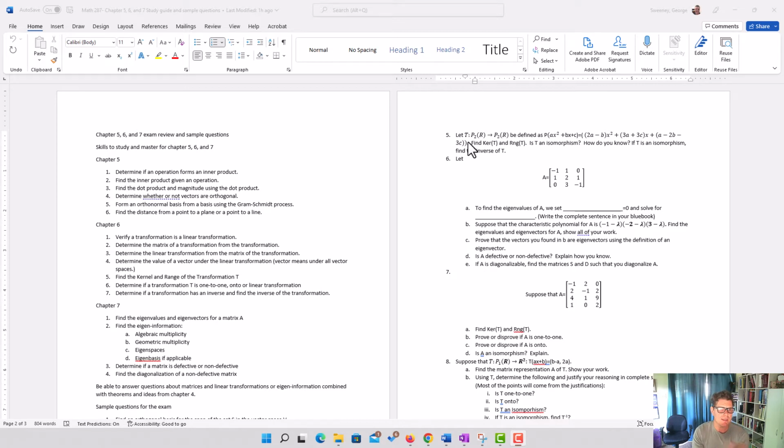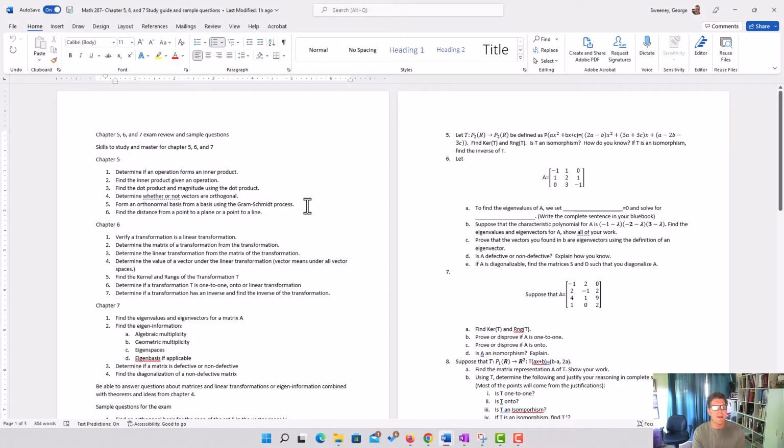Find the dot product and magnitude using the dot product. Okay. So basically, can you take the dot product? Can you find the magnitude? Should be pretty straightforward. Determine whether or not vectors are orthogonal. Same thing, right? Take the dot product, see if it equals 0. If it equals 0, they're orthogonal.